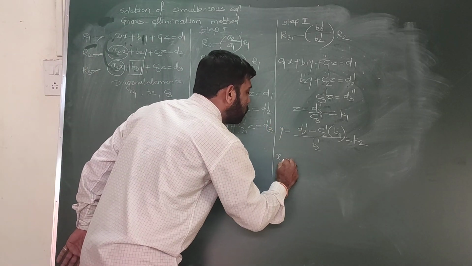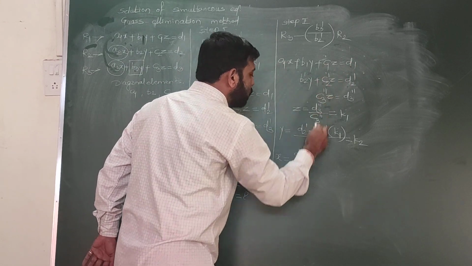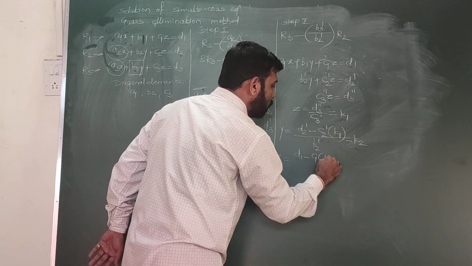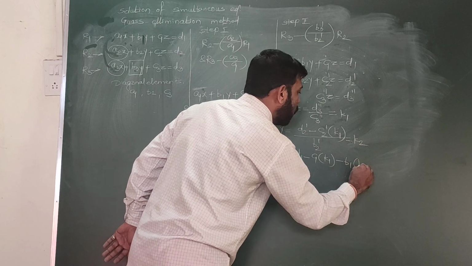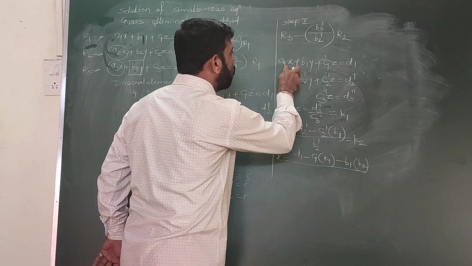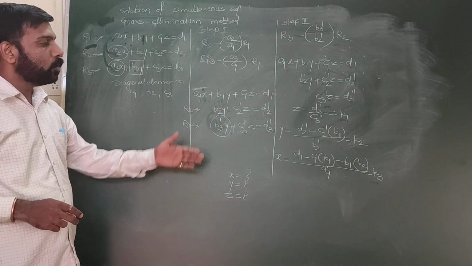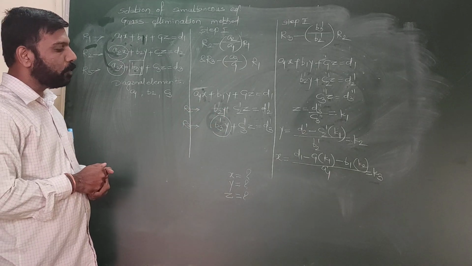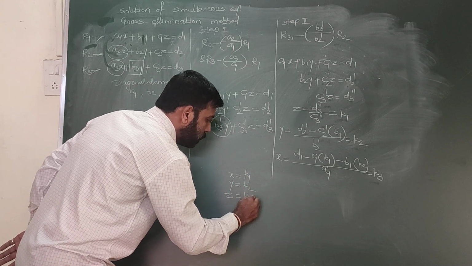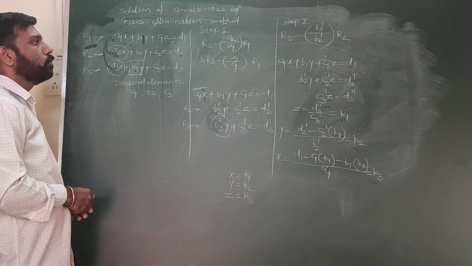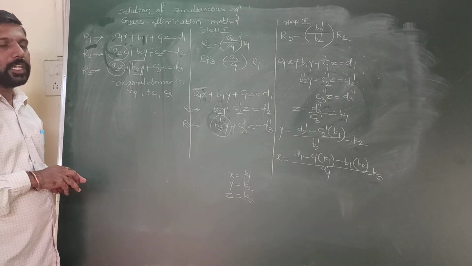Then we have the last coefficient, the value x equal to d1 minus c1 times the value of z k1 minus b1 times the value of y k2, whole divided by a1. Suppose that constant is k3. So we got here the unknown values k1, k2, k3. In the last, we'll mention these are the unknown values of the given system of equations. So this is the introduction regarding Gauss elimination method.